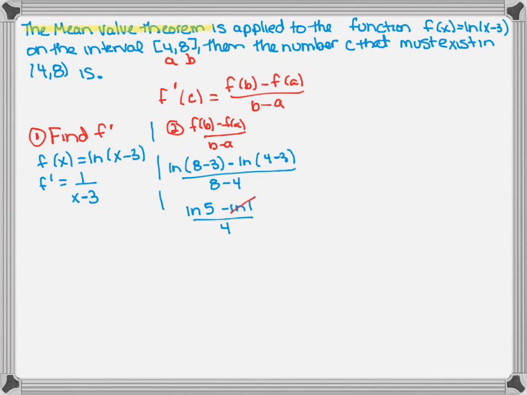Okay, so ln of 1 is 0. Remember that ln of 1 is equal to 0. That's something you need to remember. So we end up with ln of 5 over 4.